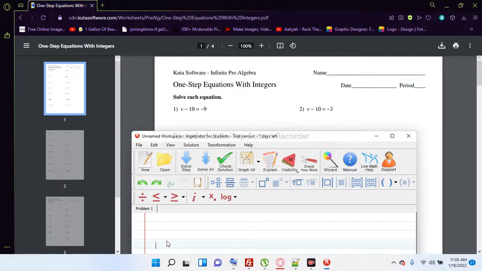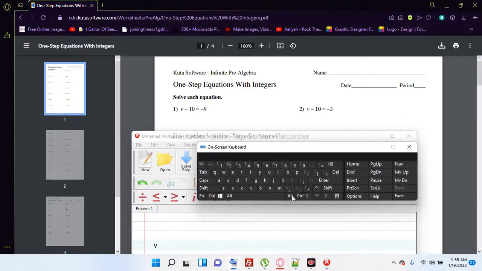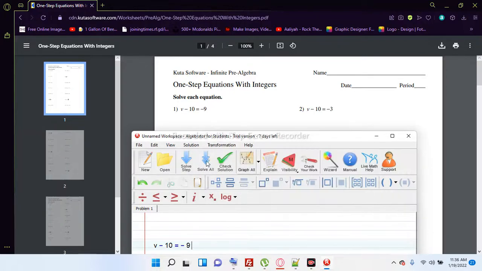Okay, with the Algebrator, you type in v, then minus, okay, v minus 10 equals a negative 9. Okay, v minus 10 equals a negative 9. Great. Now you're like, okay, what do I do next, Lionel?